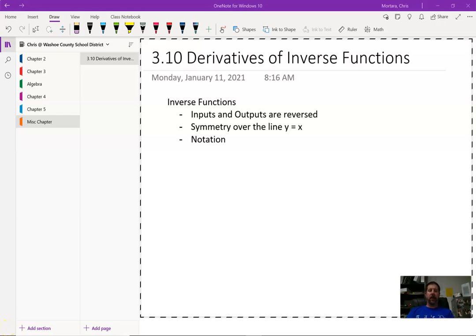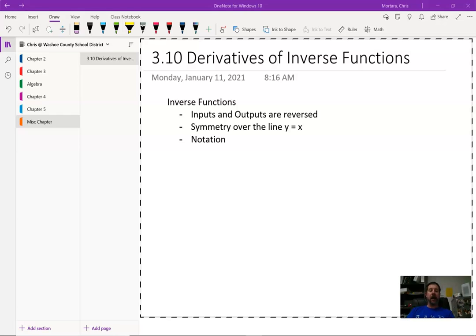Today we're going to talk about inverses and the derivatives of inverse functions, both regular inverse functions and the derivatives of inverse trig functions. We're going to throw it all together in one nice, neat little package here. But before we do that, let's review just what we know about inverse functions from Algebra 2 / trig pre-calc.